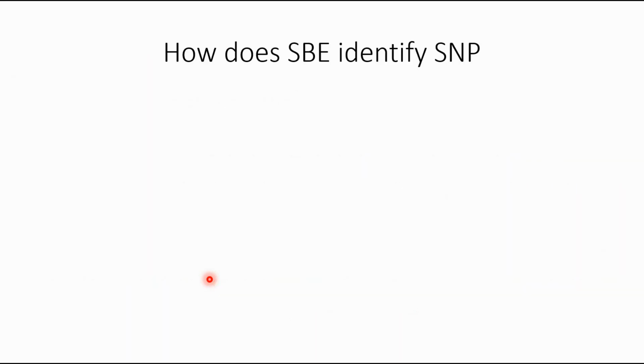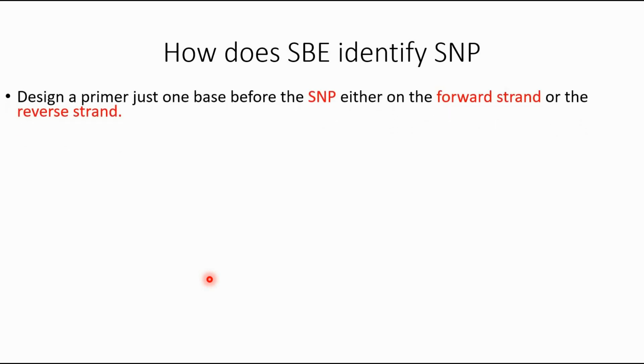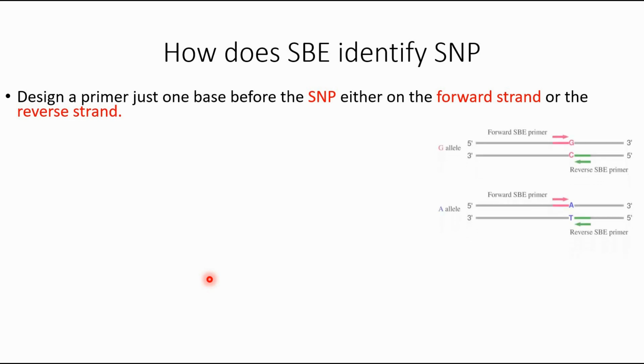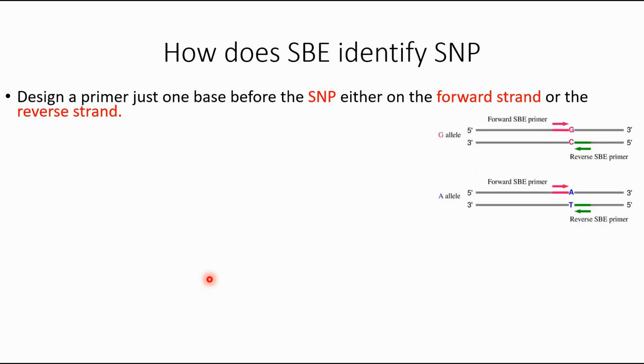How does SBE identify an SNP? You will have to design a primer just one base before the SNP, either on the forward strand or on the reverse strand. As here you can see, we have 2 people with 2 different alleles. Here this person has G in its gene while this one has A instead of G. So these are 2 different alleles in 2 different people.